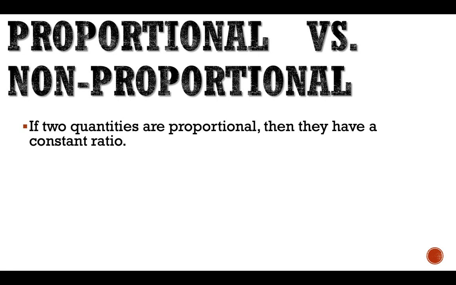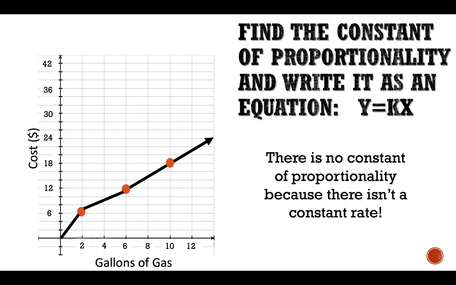So remember, if two quantities are proportional, then they have a constant ratio. And you can find that ratio by comparing y to x, just like we did back here. I compared the y, which was 6, to the 2, which was x, and I got 6 over 2. I got 12 over 6. And then I compared the two. Is 6 over 2 the same as 12 over 6? Well, no. This gives me 3. This gives me 2.